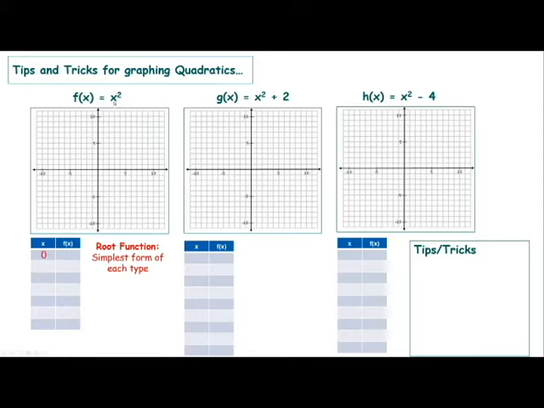Let's say I were to insert a 0 into this function. 0 squared equals 0, so I would represent that as a coordinate on my coordinate plane. If I plug a 1 into this function, 1 squared is 1, which is also a point on my coordinate plane. If I plug a 2 in, 2 squared is 4, which is a point on my coordinate plane. 3 squared is 9, which is also a coordinate on my coordinate plane. You can begin to see the parabola starting to form.